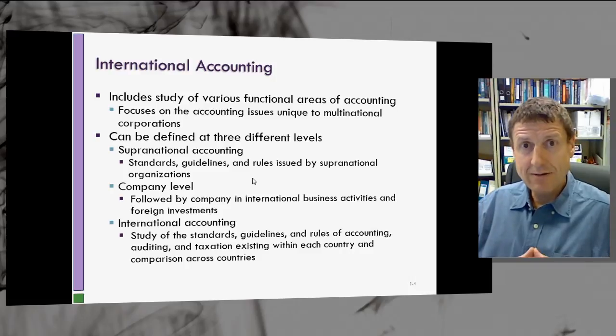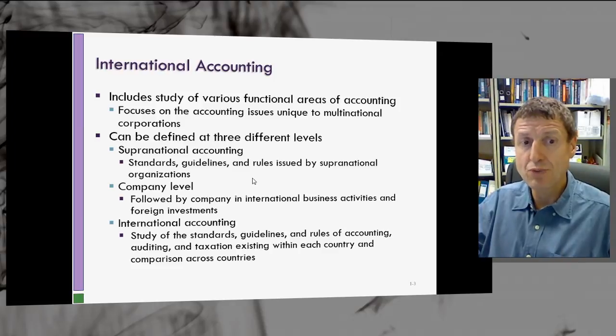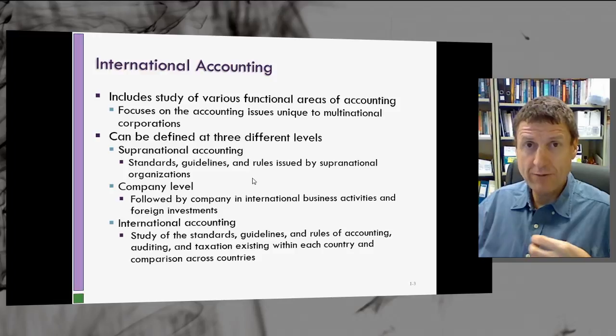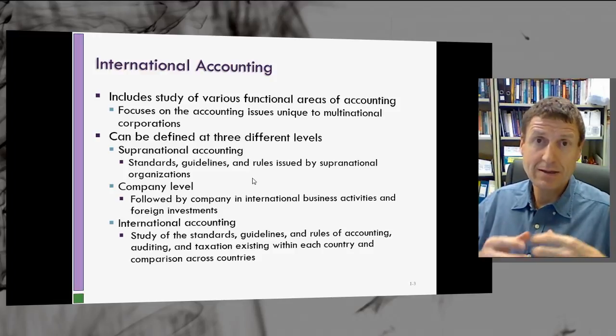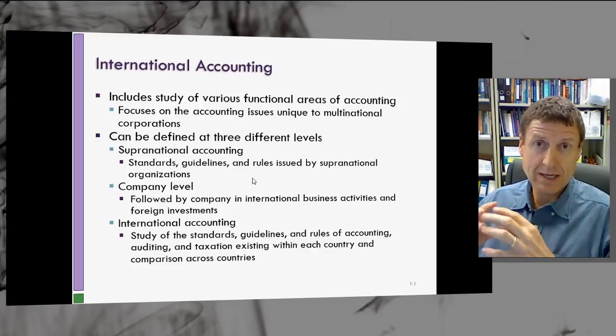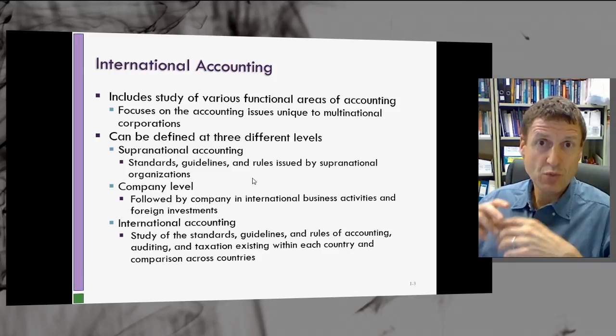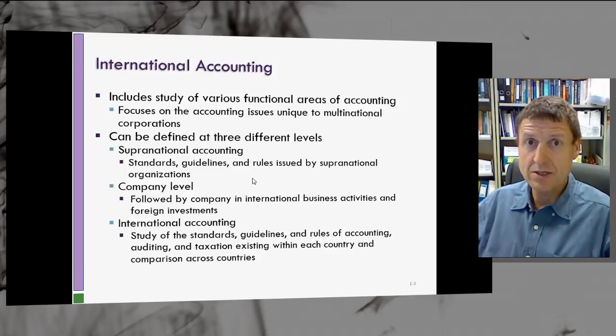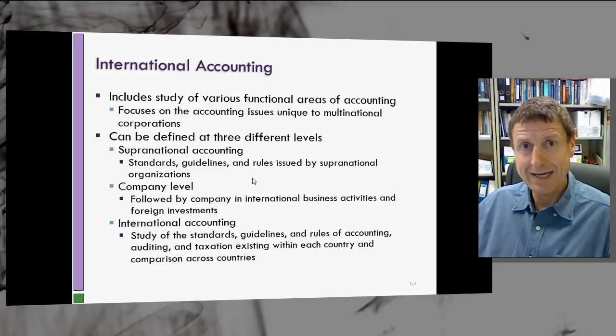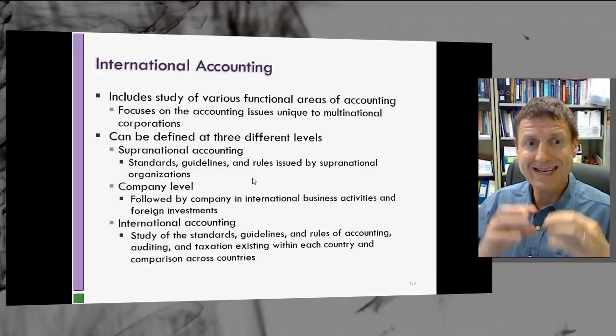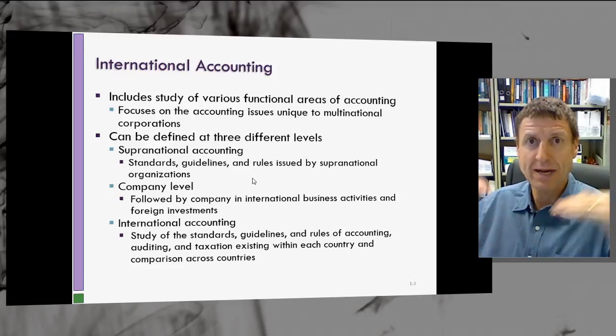So just for example here, we want to look at those three different levels. Supranational accounting is where the whole idea of whether we do LIFO or FIFO internationally is governed by the big accounting bodies like the International Accounting Standards Board. They decide that all companies must adopt FIFO or LIFO, and then they get all countries to agree to this new IFRS standard. So that's supranational accounting, that's above the country.